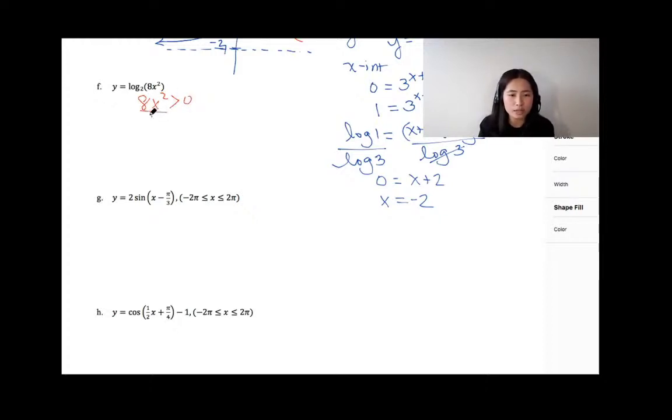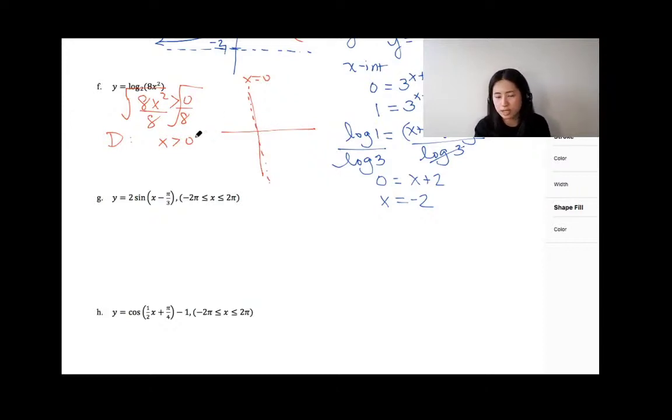So when you divide both sides by 8, you take the square root afterwards. You're going to see that x needs to be greater than 0, and therefore your domain is x greater than 0. As a result, we're going to have x equal to 0, which is our vertical asymptote. And then we have to figure out our x and y intercepts from there. We don't have any horizontal asymptote.